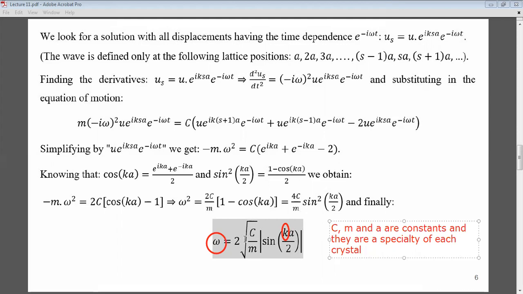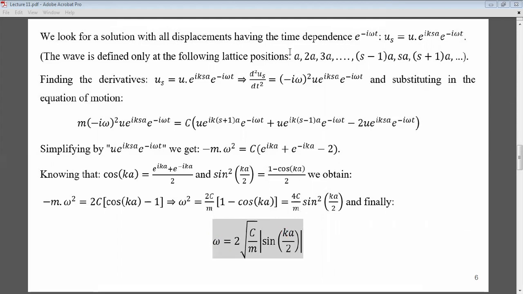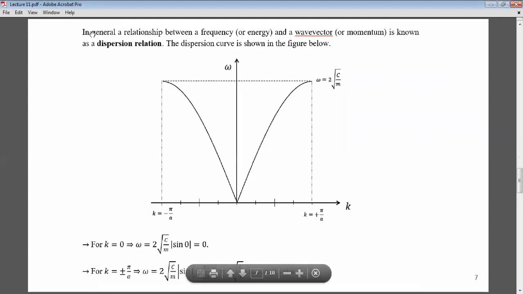Omega and K here depend on each other, and this we call a dispersion relation. Whenever we have omega as a function of K, that is the angular speed as a function of the wave number, then this is a relation between the frequency, angular frequency, whatever you want to call it, and the wave vector or the momentum K. We call it dispersion relation.